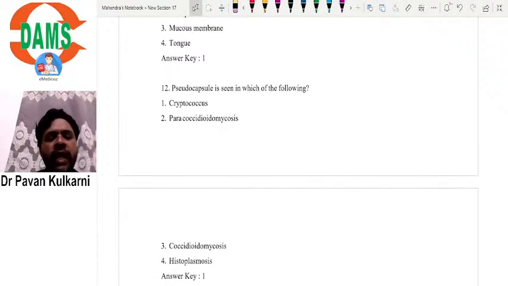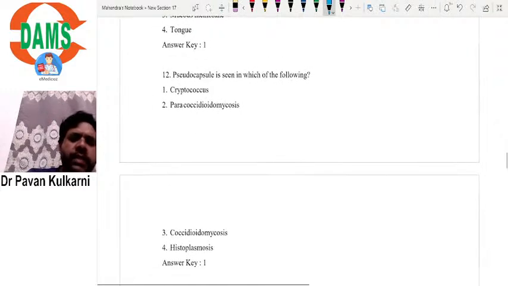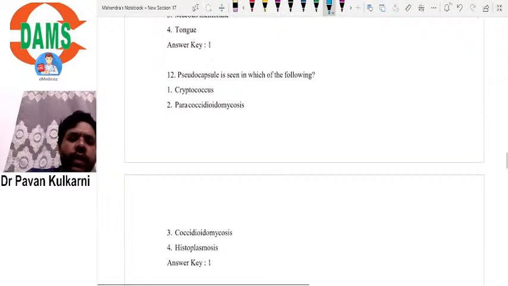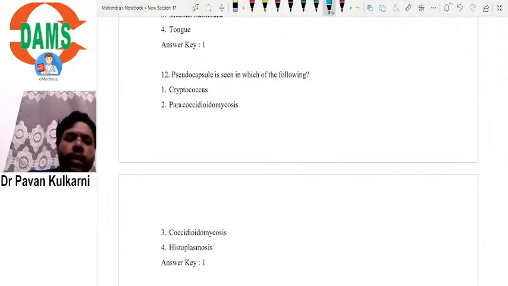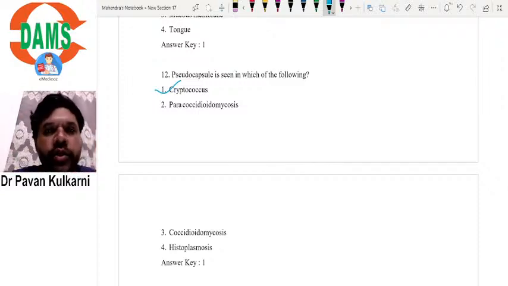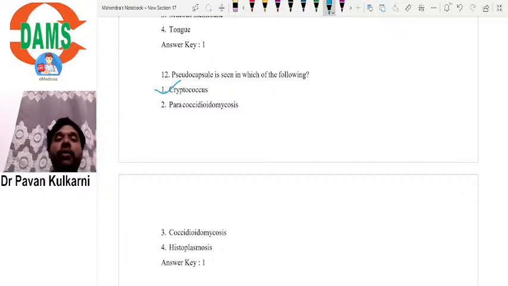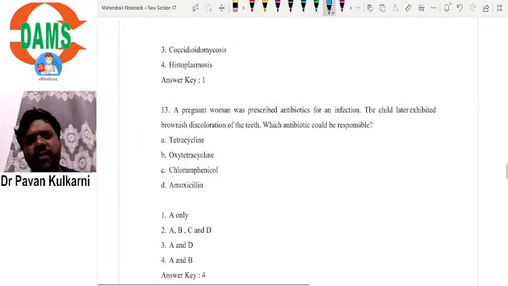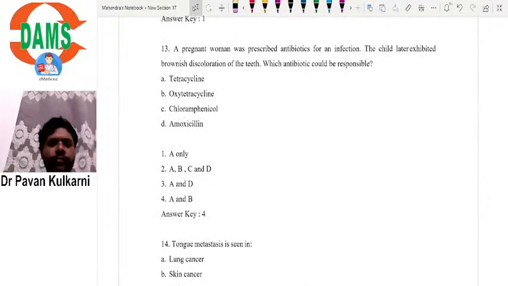Pseudocapsule is seen in which of the following fungal infections? So there are 4 fungal infections here. Again, this is a characteristic single liner MCQ: cryptococcosis is the fungal infection where we see this pseudocapsule. Actually, pseudocapsule is not a true capsule, which is around this fungus, Cryptococcus neoformans, and it can be demonstrated by India ink. That's again a very characteristic question, which is usually asked even in microbiology also.